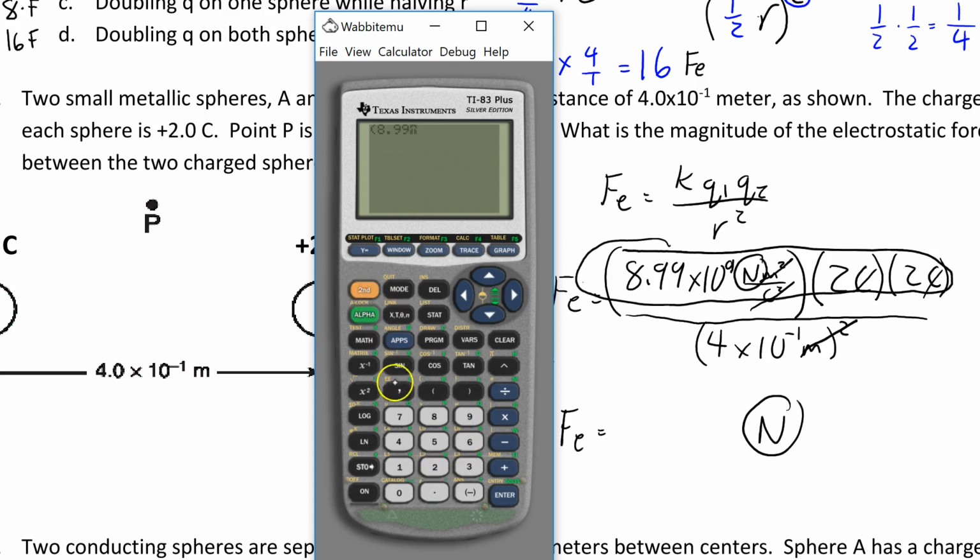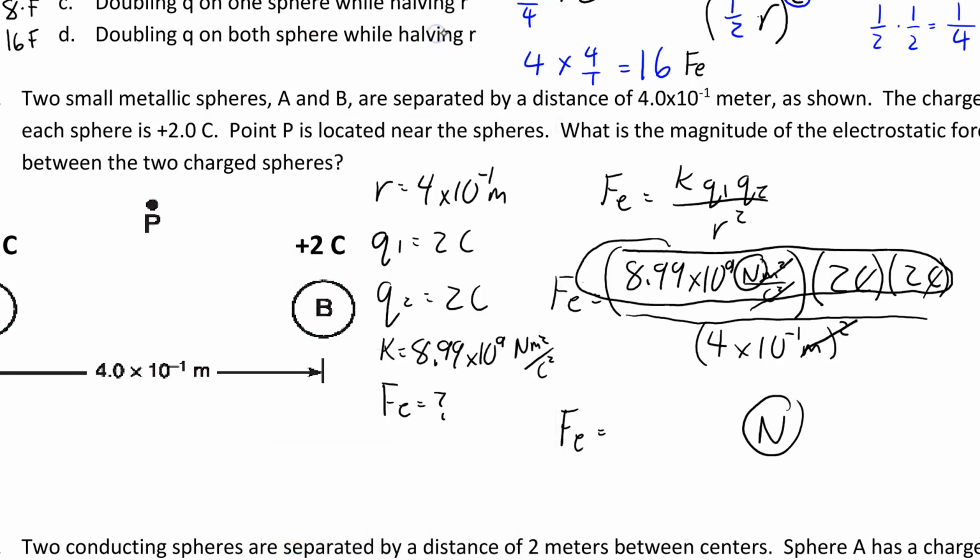All right, so you do second E 9. That's 8.99 times 10 to the 9, times 2, divided by, so you close the parentheses for the numerator, divided by, and I kind of get paranoid, so I put double parentheses here because I'm going to do 4E negative 1, close that parentheses, square it, close the parentheses for the denominator. You probably don't need all those parentheses, but I just like to be better safe than sorry. And you get 2.25 times 10 to the 11. 2.25 times 10 to the 11 newtons of force.